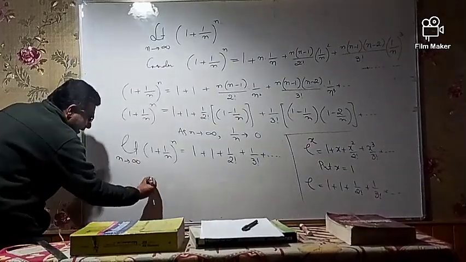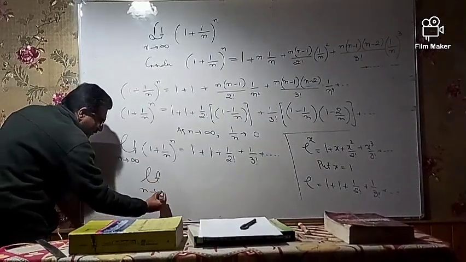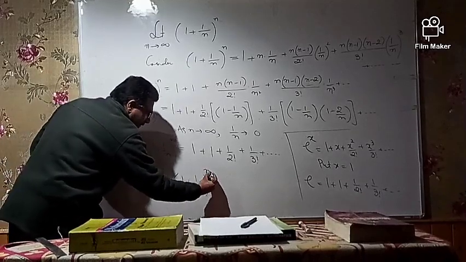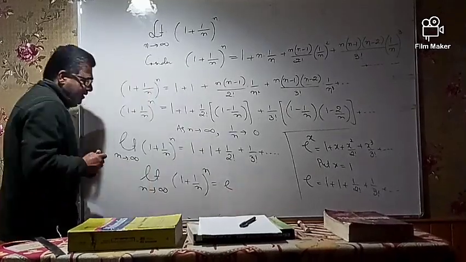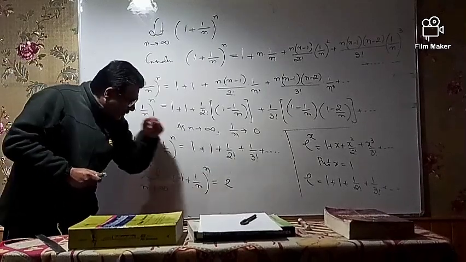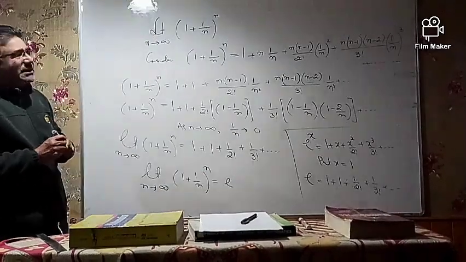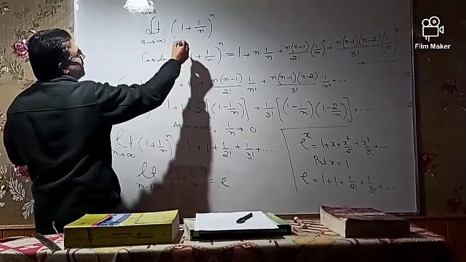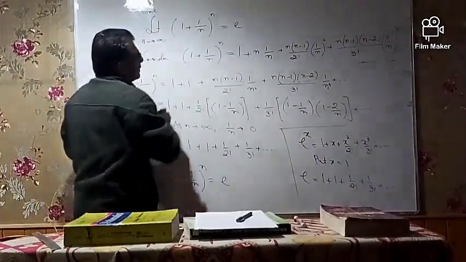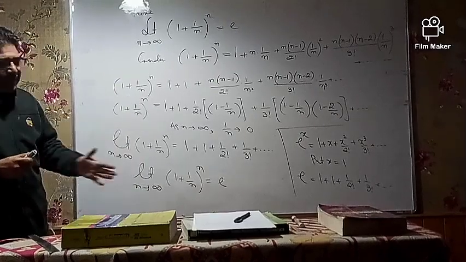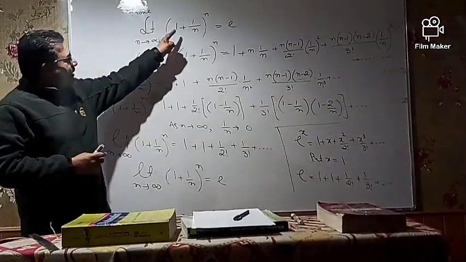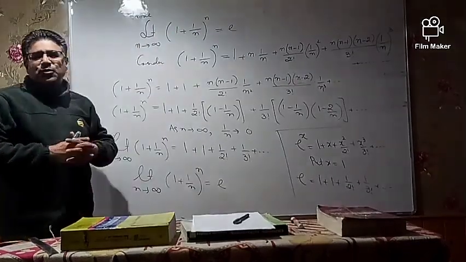So I can write limit n tends to infinity, 1 plus 1 by n raised to power n is equal to e. So this limit is equal to e. So I can write here, prove that this limit is equal to e. This is how to prove this is equal to e in a simple way. Limit n tends to infinity, 1 plus 1 by n raised to power n. I have to prove this is equal to e.